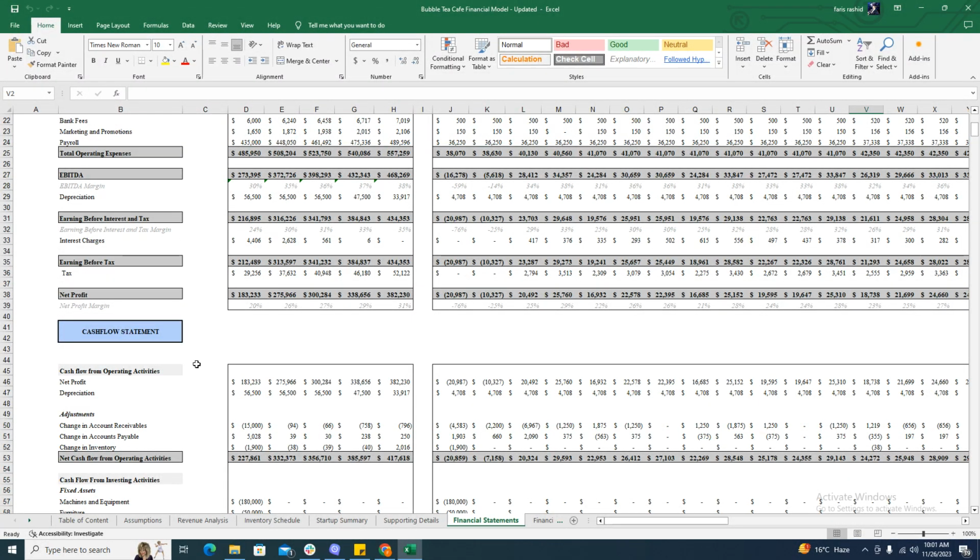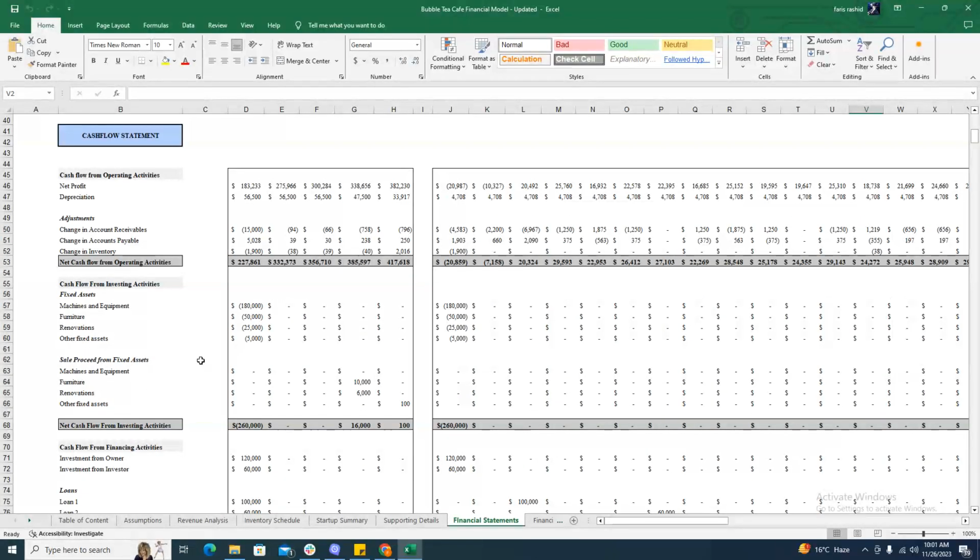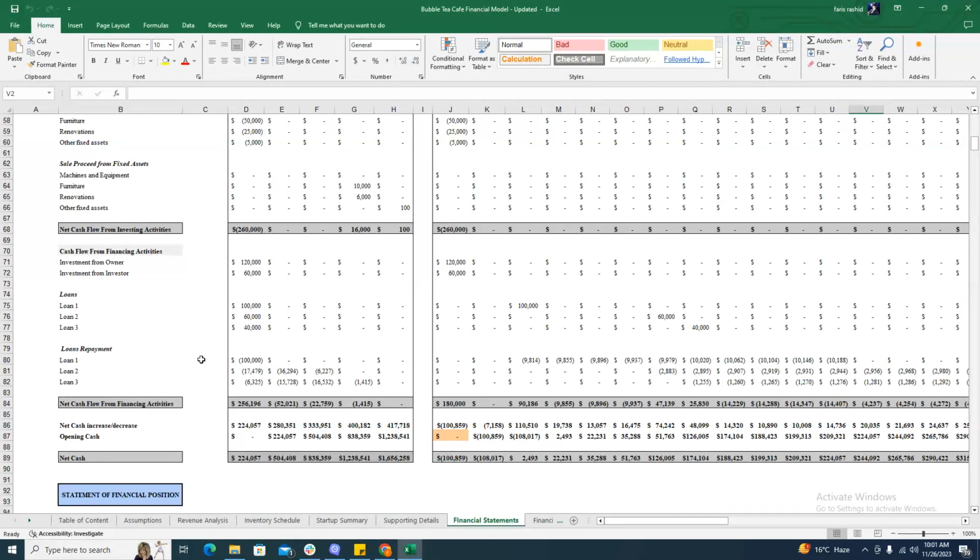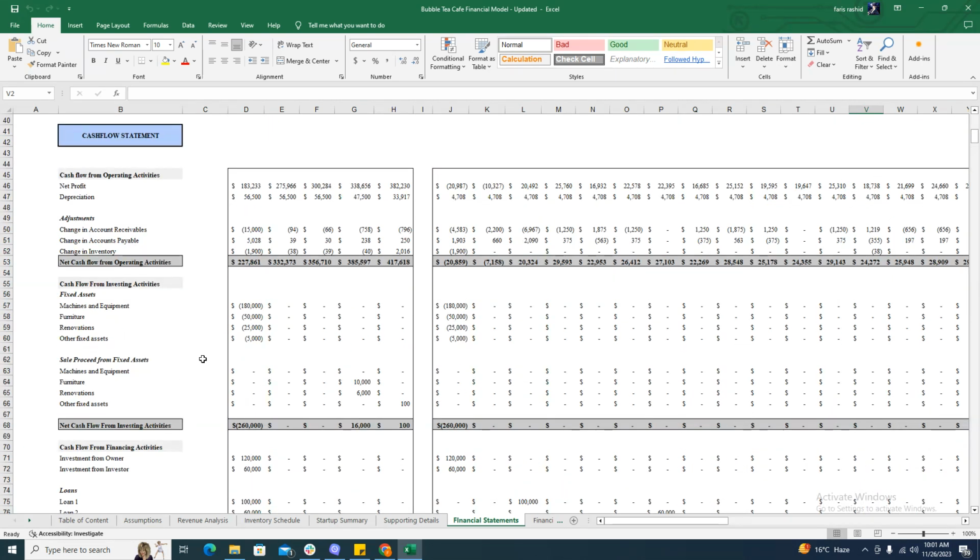Then comes the cash flow statement. The cash flow statement basically gives you the cash inflows and outflows of the business from its operating activities, investing activities, and financing activities. It also goes up to 5 years or 60 months.